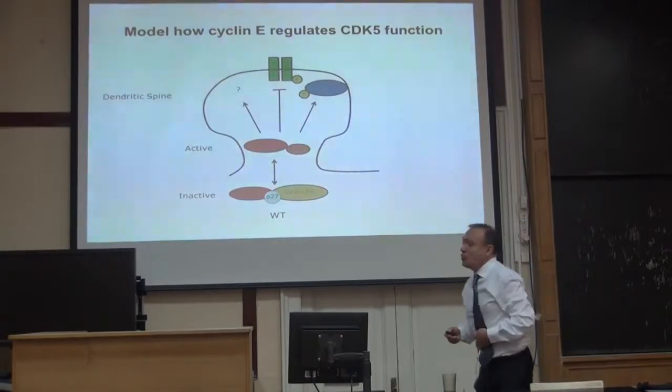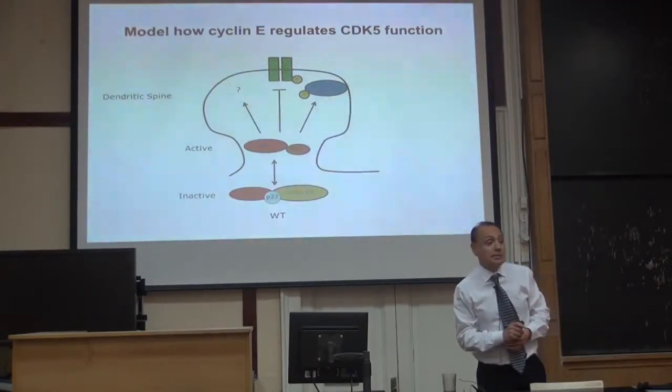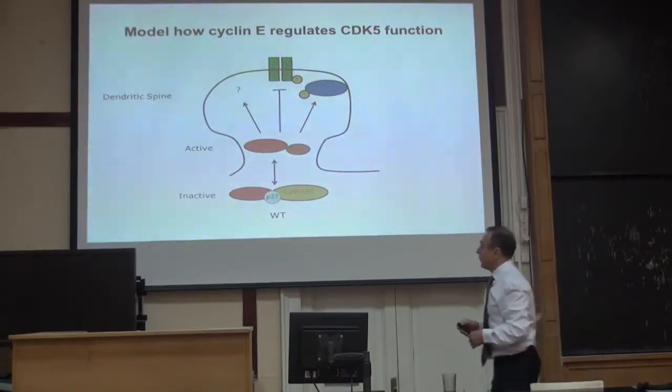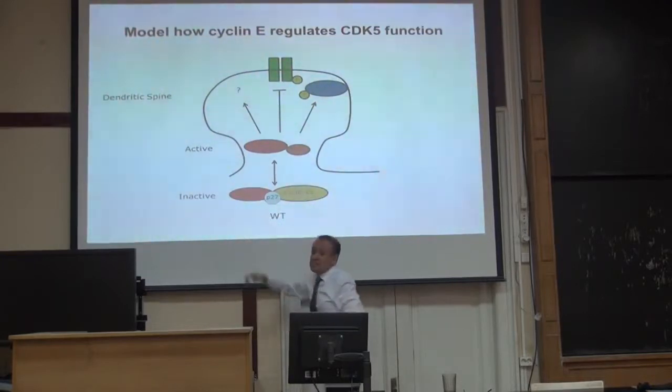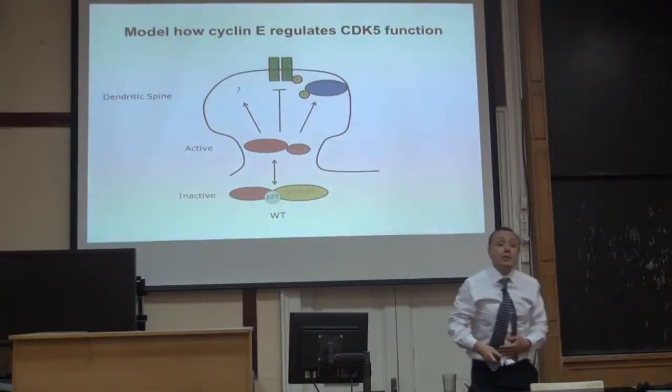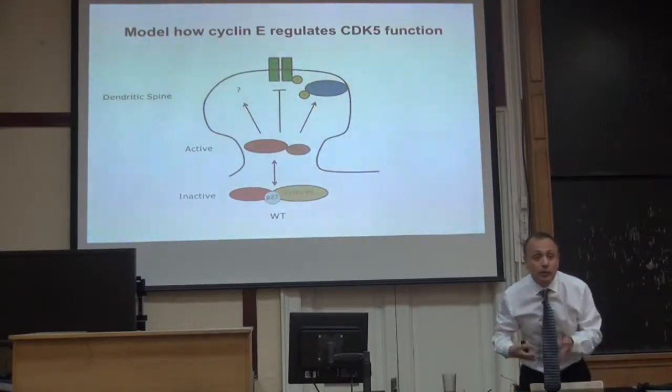So we felt that the most stringent way of testing this model would be as follows. We knock out cyclin E, and if CDK5 is hyperactivated, then what do you think is going to happen to the substrate of CDK5? To the phosphorylation status?